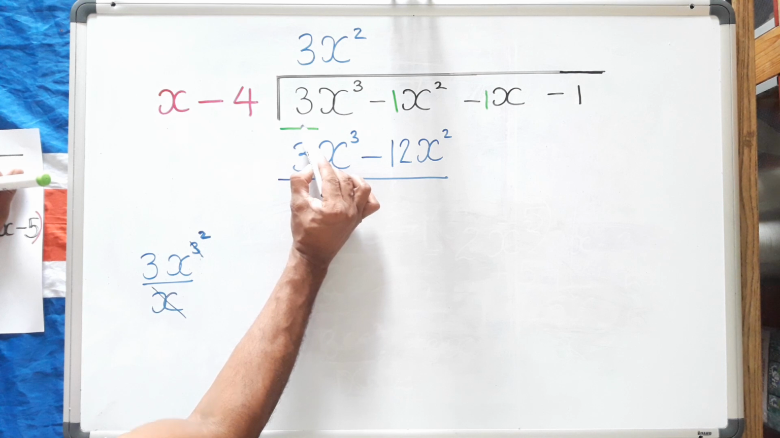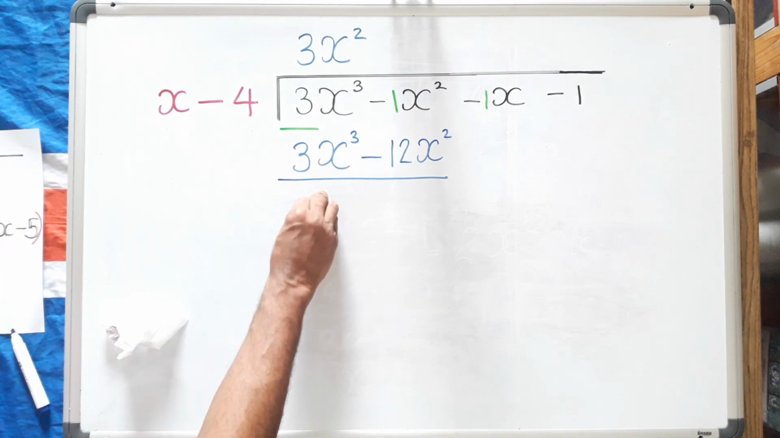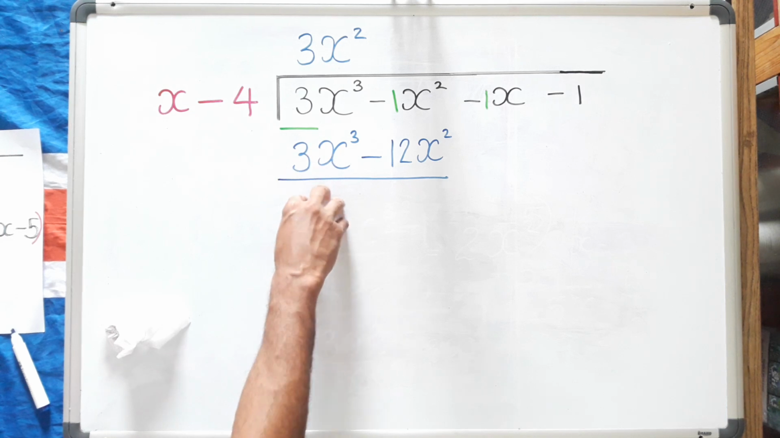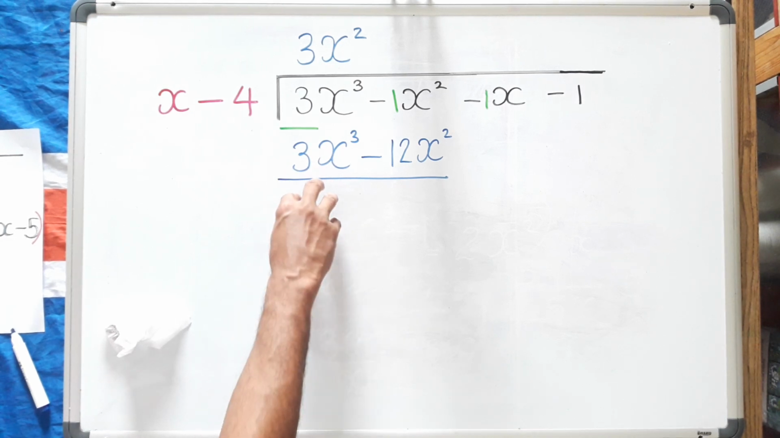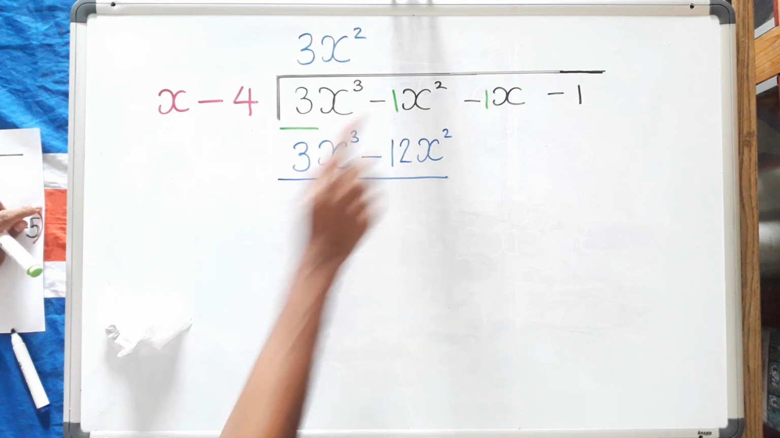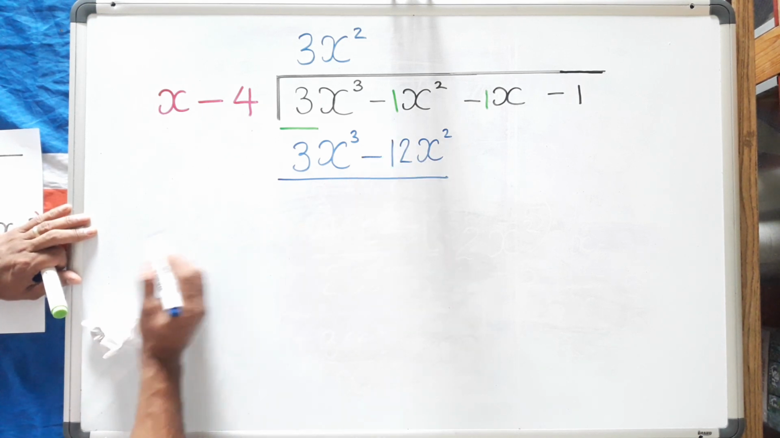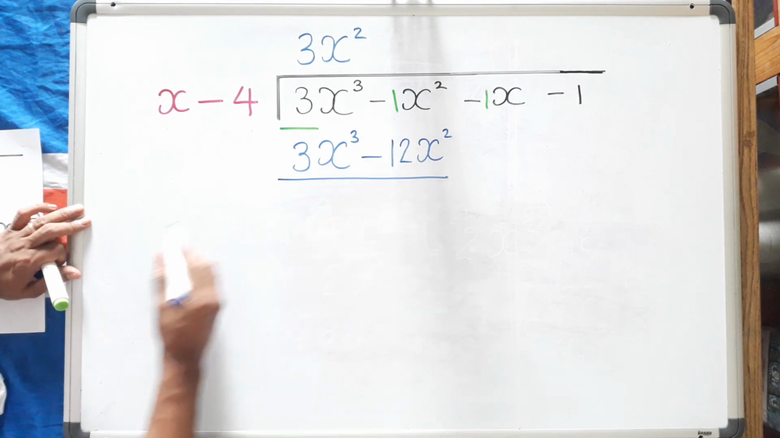3x cubed minus 3x cubed will give us 0. You are supposed to get 0 here. If you get 0 here, that means you're on the right track. I'm not going to bother to write the 0. Let's do the other one now. Minus x squared, I'm going to do the scrap work in here.